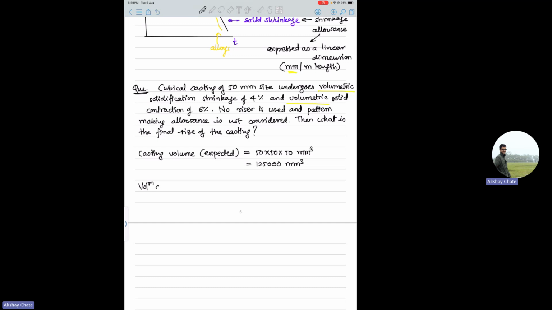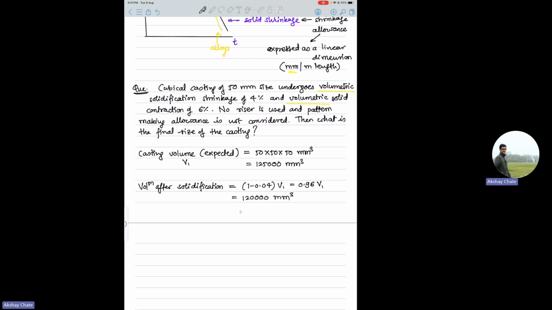So volume after solidification is 1 minus 0.04, right, into, let's say, V1, because that is the first shrinkage. So basically 0.96 into V1. So how much does that come out to be? 0.96 into 125000. So this is 120,000 mm cube.